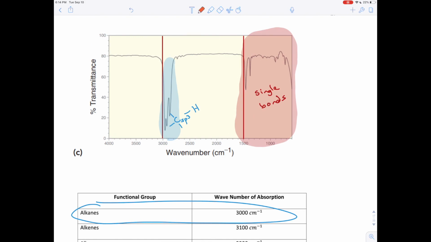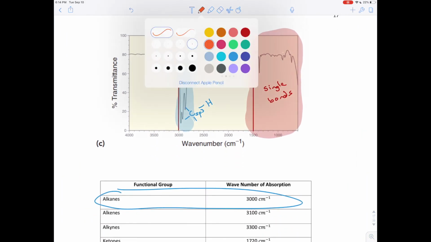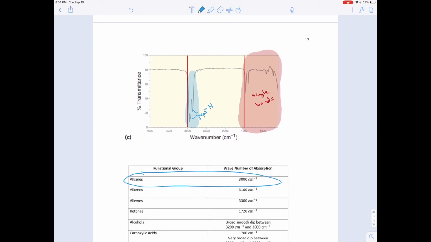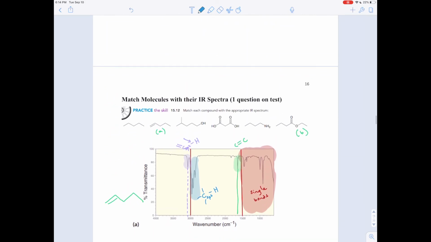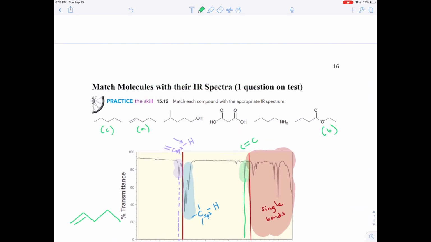All right. And that's it. Those are the only things we have here. So what it looks like we have here is an alkane. No double bonds, no other functional groups, something with only carbon and hydrogen single bonds. And so that is this right here, pentane.